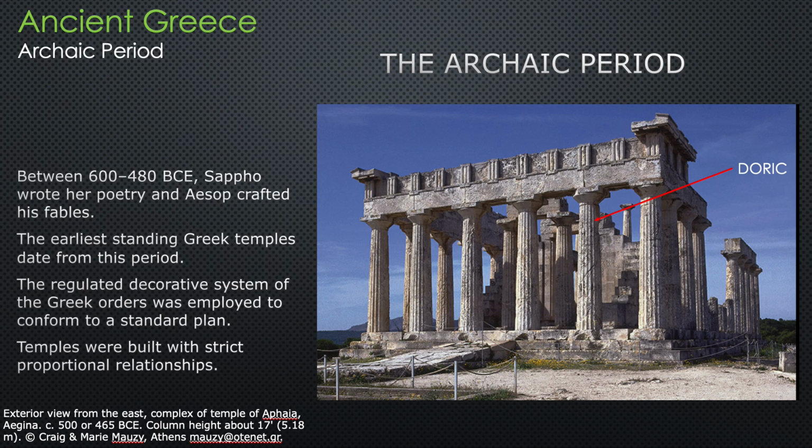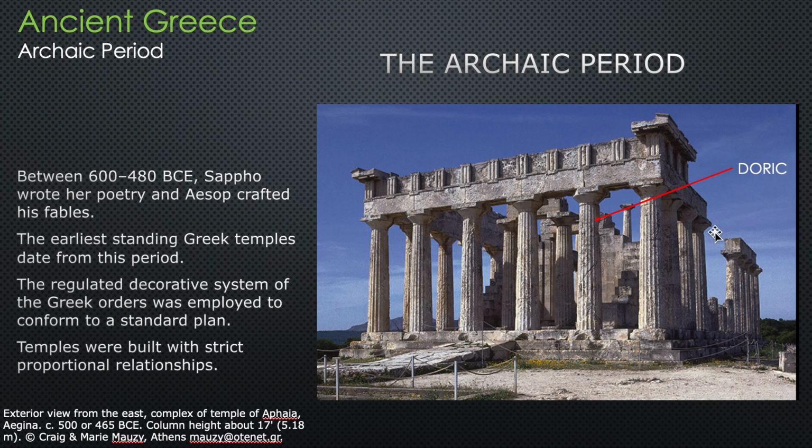So here's your first Greek temple, in a state of ruins, of course. This is the temple of Aphaia at Aegina. It also illustrates one of the three Greek orders, and that is Doric, so that's why I've labeled that there. We're going to talk more about that.